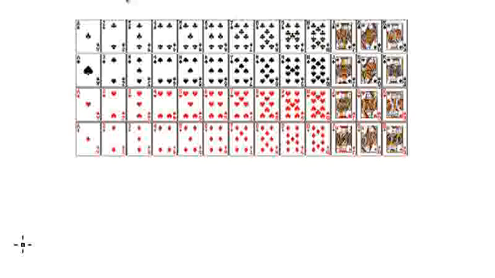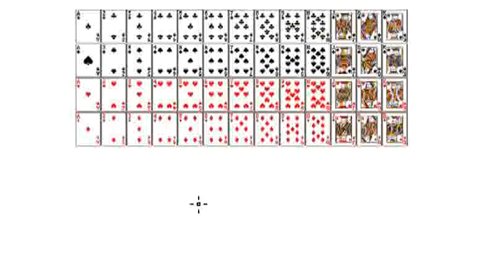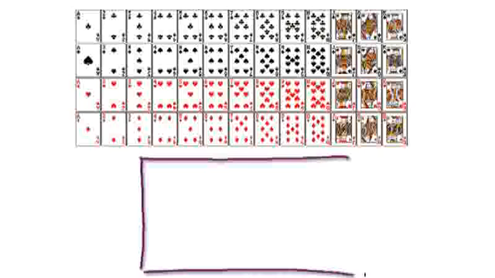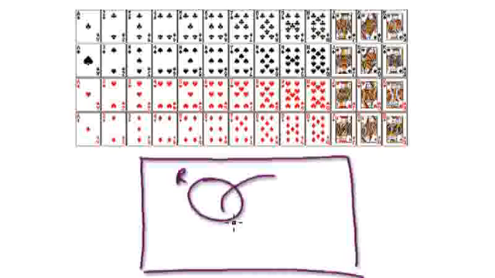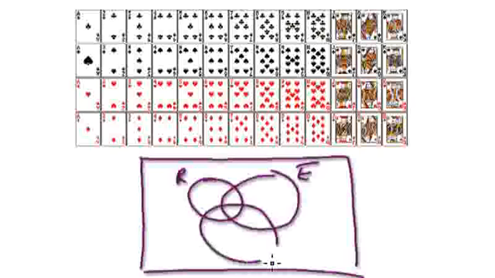Okay, so let's try and do this. This is our packet of cards. Let's draw a whole population here. This one will be our first event, this one will be red. This one here will be even, and this last one here will be number. Now, let's have a look at this. We've worked it out from earlier. Red and even and a number card would be a 10.